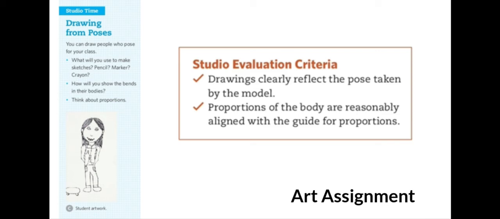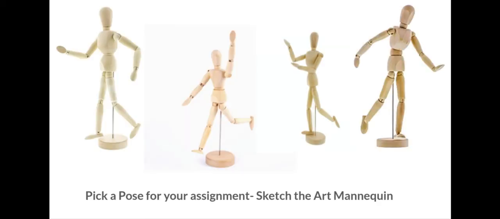I'm going to be looking for that your drawing clearly reflects the pose taken by the model, and the proportions of the body are reasonably aligned with the guide for proportions. I know that's a little confusing, but I want it to look like one of the mannequins that I'm about to show you, and I want you to try and use proportion in your drawing. The mannequins make it a little more simple for you. Their bodies are broken up into shapes like ovals, and the proportions are kind of figured out for you in a way. I want you to pick one of these mannequins and draw it in your sketchbook.